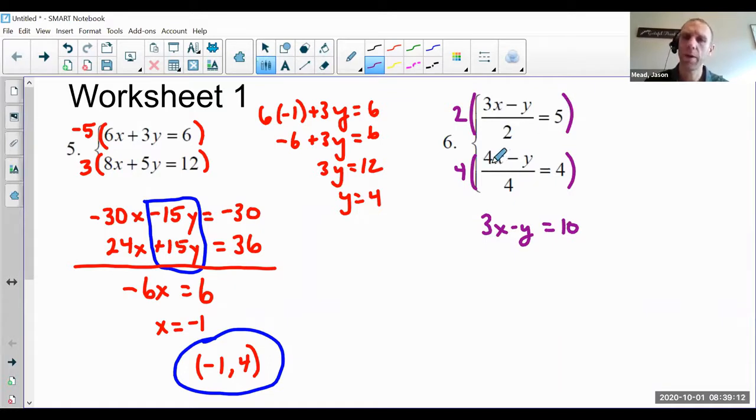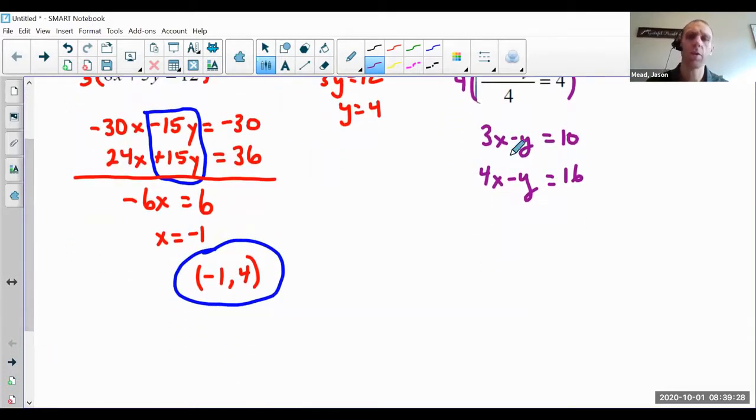Same thing's going on in the bottom. 4x minus y is now all by itself because the 4's cancel, and then 4 times 4 gives me 16. So now I have this equation. I can solve this in two different ways, and I'm going to show you both. It's actually pretty easy to solve both of them. One way is by substitution.